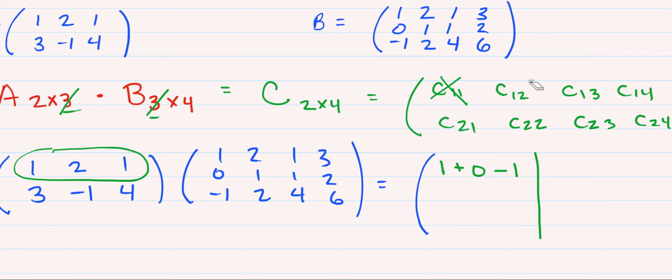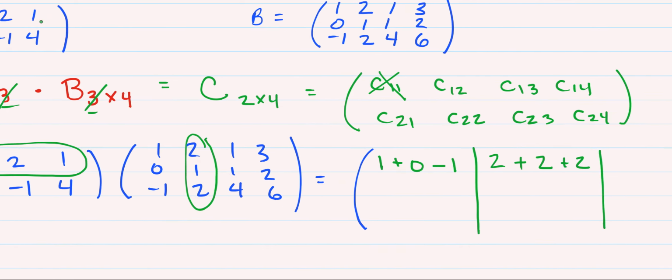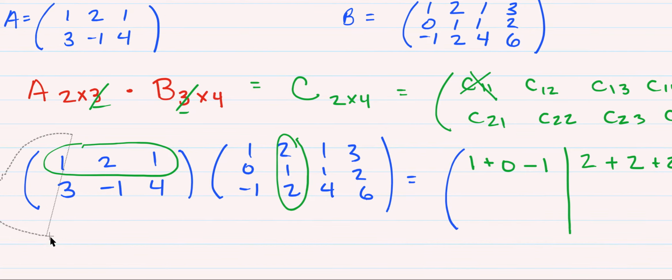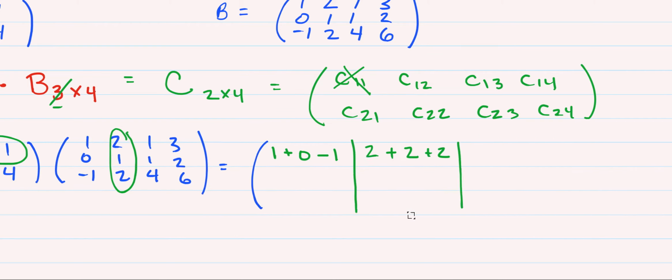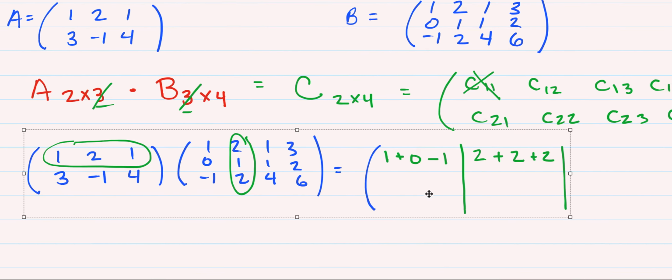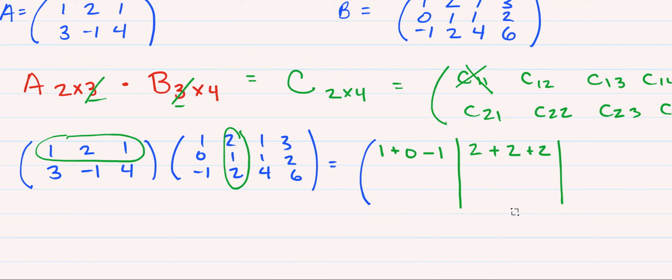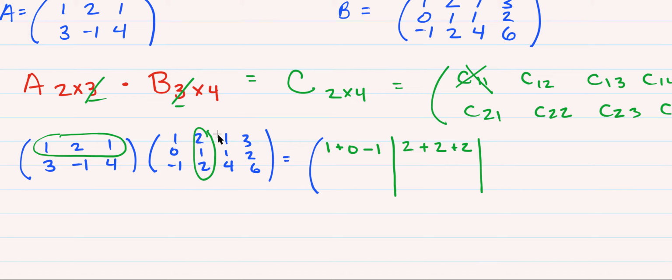Let's erase this. To get C12, I need to take row 1 of A with column 2 of B. So 1 times 2, which is 2, plus 2 times 1, which is 2, plus 1 times 2, which is 2. Okay. I need to make this a little bit smaller so I can put it all in one section here, so you can see it. Okay. Maybe a tiny bit smaller. Great. Let's go to the next piece.